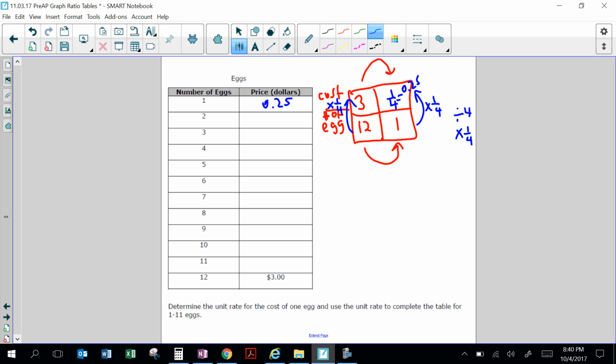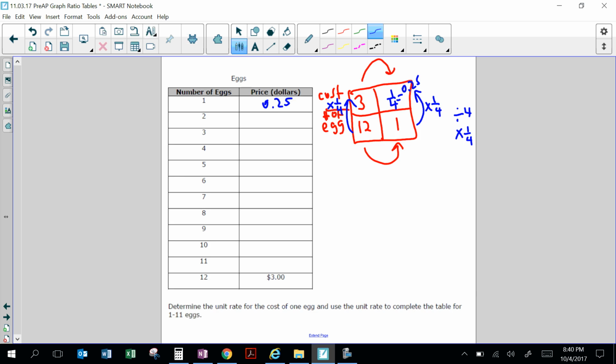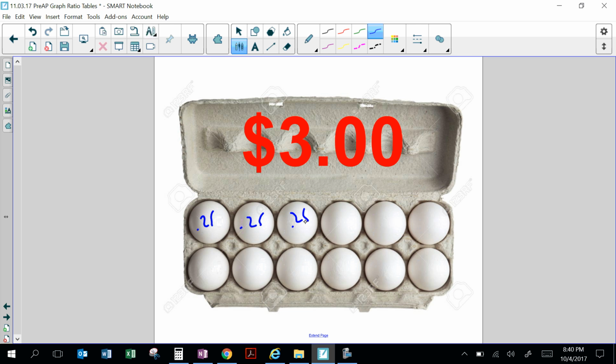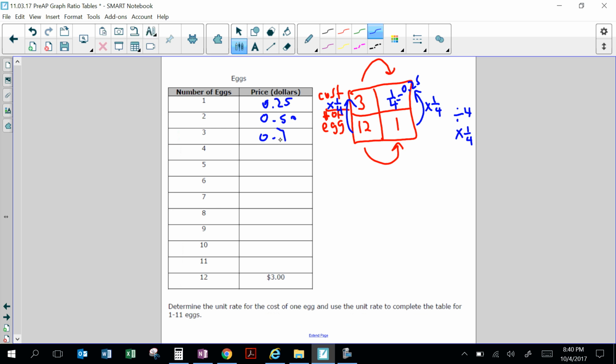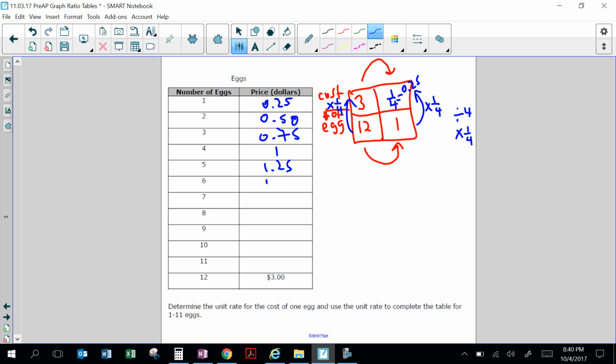So if I buy one egg, this costs 25 cents. So 2 eggs would be 50 cents. 3 eggs would be 75 cents. 4 eggs, I believe, would just be $1. $1.25, $1.50, 7 eggs for $1.75, 8 eggs for $2, 9 eggs for $2.25, 10 eggs for $2.50, 11 eggs for $2.75, 12 eggs for $3.